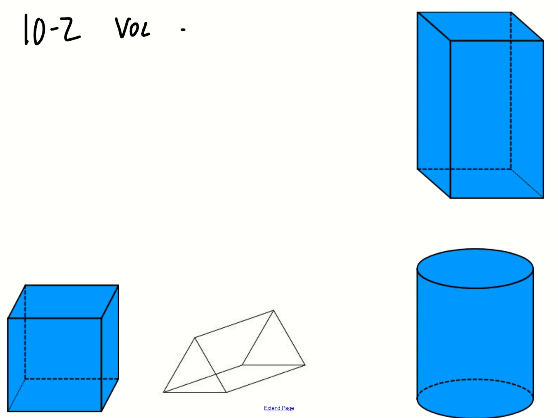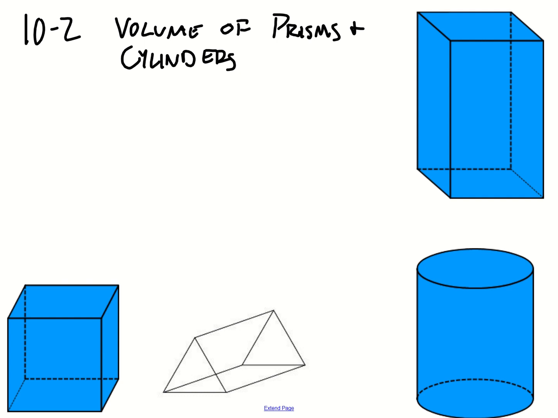This is volume of prisms and cylinders. All right, the volume of prisms and cylinders. Volume, we're talking about volume.